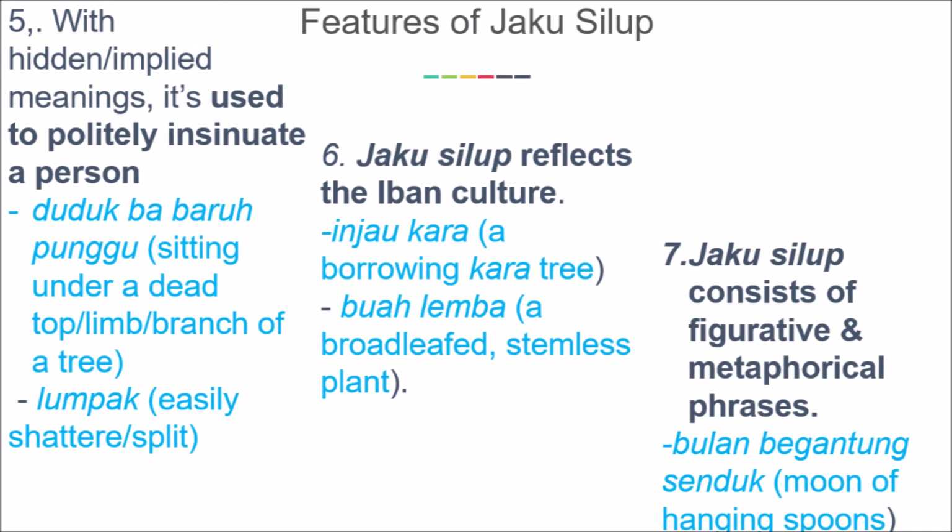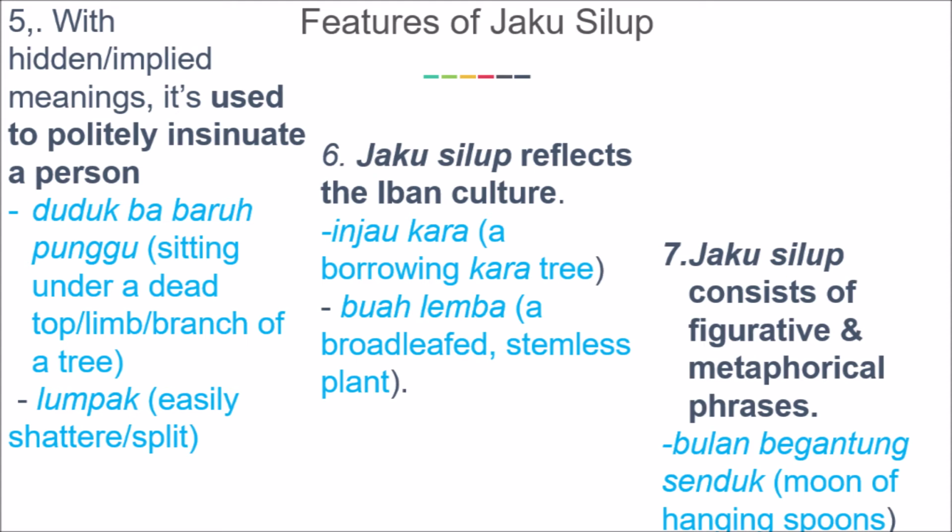Buah lembak is a very broad-leaved, stemless plant that we can see. Perhaps you people have never seen this kind of plant in the bush or in the jungle, but we Ibans know how a buah lembak looks like. It is something very big. So a person with a big stomach, we normally call a person having a big buah lembak, right? So this is what we call allusion in our Iban culture, and it is used in our culture to describe certain things, right?